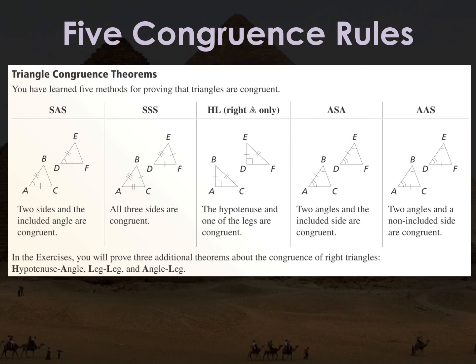So as a review, here are the 5 congruency rules. So we have SAS, 2 sides that include an angle. We have SSS, all 3 pairs of sides are congruent. We have HL that applies for right triangles, and you have 1 congruent leg and the congruent hypotenuse. We have ASA, which is angle, side, angle. The side that's congruent has to be included or in between the 2 angles. And finally, we have AAS, 2 angles and a side, but the side is not included. It is not in between the 2 congruent angles.